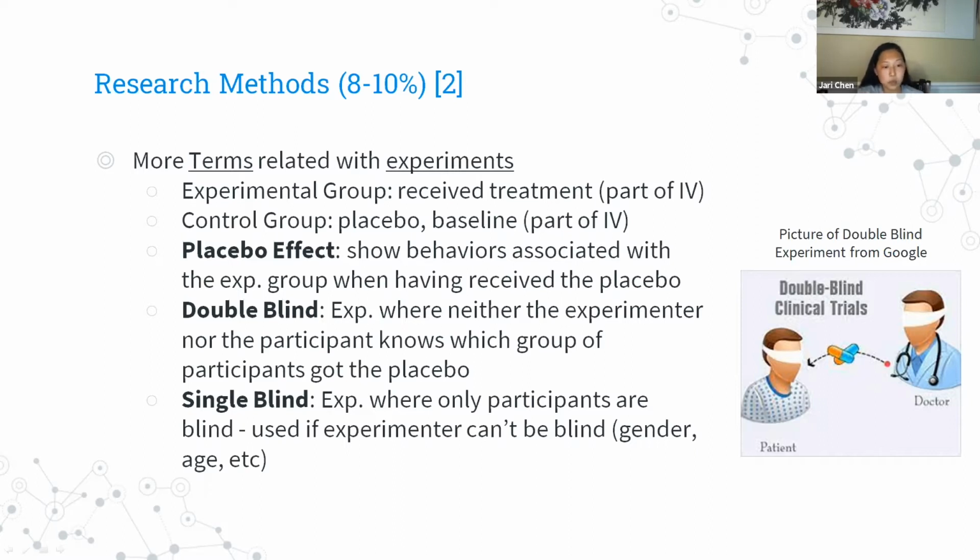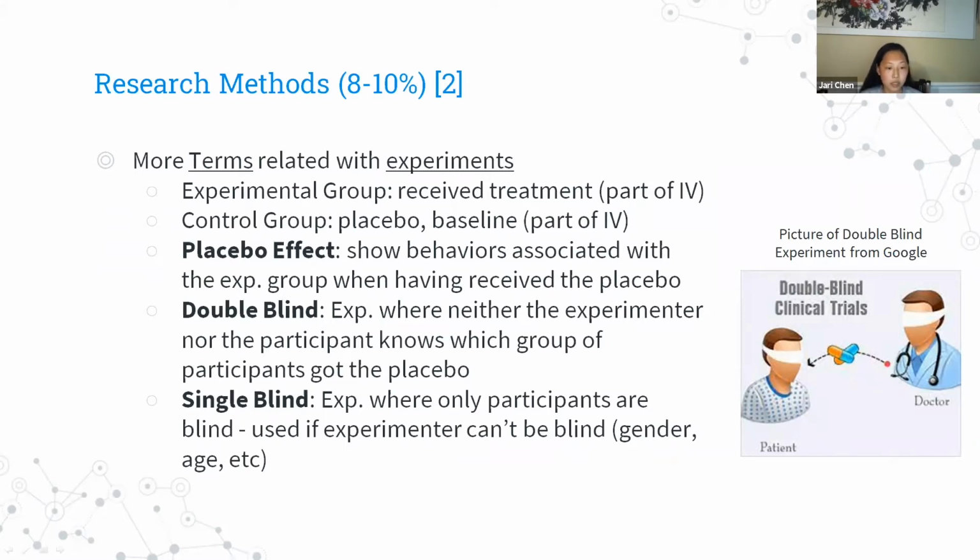So double blind is when neither the experimenter nor the participant knows what group of participants got the placebo. So for example, with this medication, let's say pill A is the real thing, right? So the doctor doesn't know if the patient is getting pill A or the fake pill. So this way they can't have any sort of unconscious influence, conveying to the patient which drug they're getting.